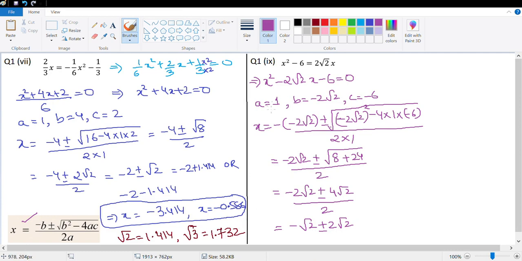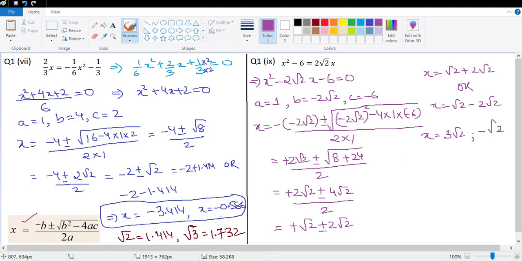Why did I get negative? This is negative into negative. That should have been plus. Sorry. Negative of negative 2 root 2 is plus. So that's plus 2 root 2 plus minus 4 root 2, upon 2, which is plus root 2 plus minus 2 root 2. Yes, that's correct. Which means x is equal to root 2 plus 2 root 2, or x is equal to root 2 minus 2 root 2. So x is equal to 3 root 2, or x is equal to minus root 2.